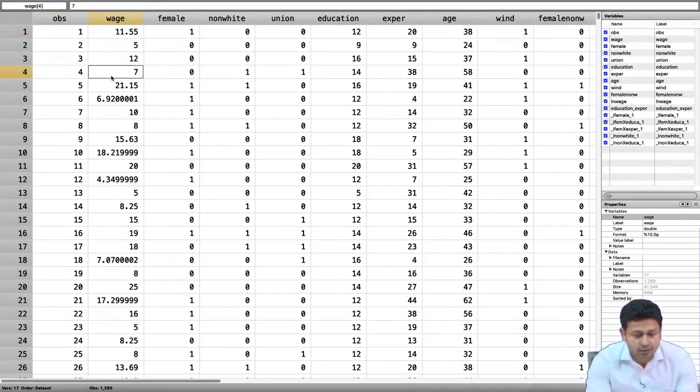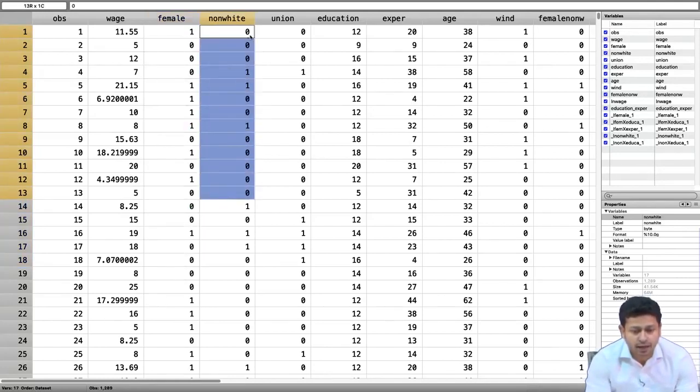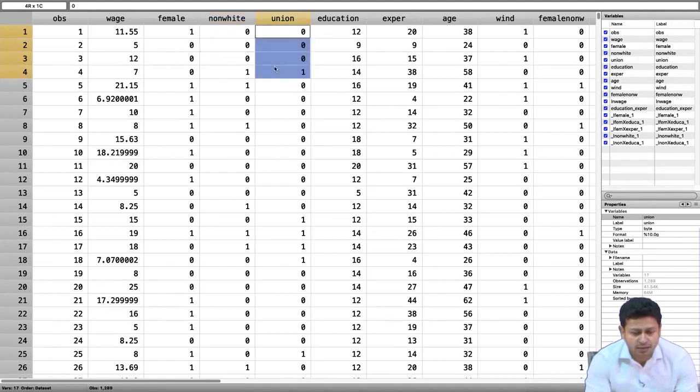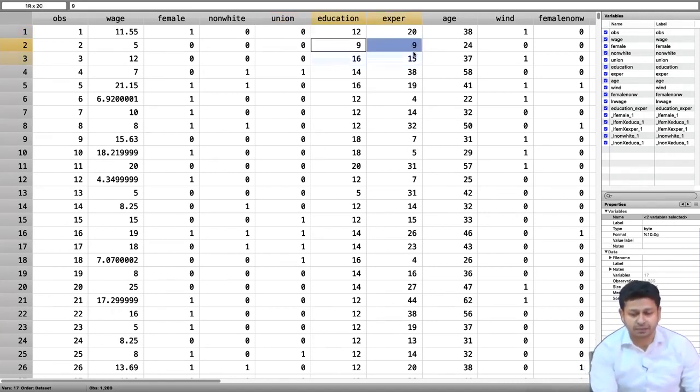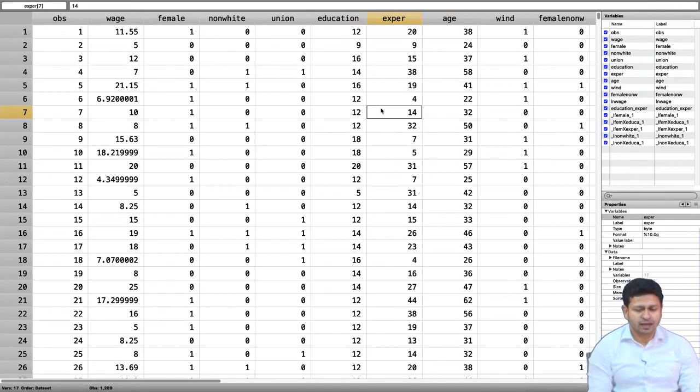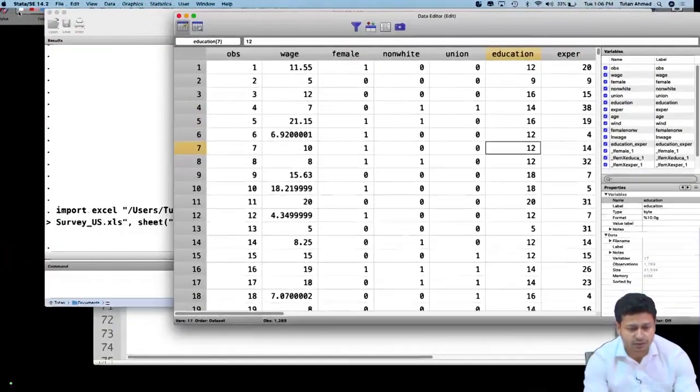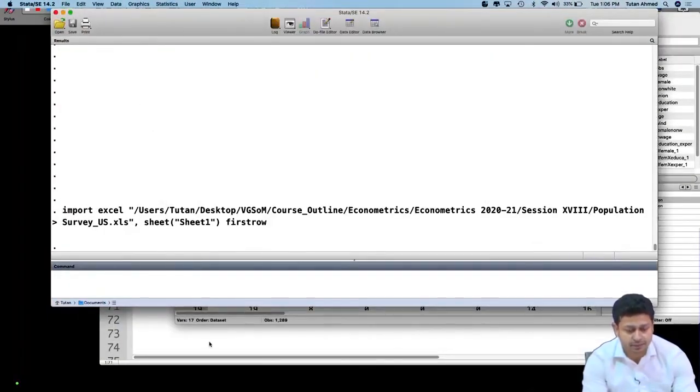I have this data set where I have wage, a dummy variable called female, and a dummy variable called non-white. The values of the dummy variables are already assigned as 0 and 1, so we don't have to do anything here. Someone who is non-white is going to be 1, someone who is white is going to be 0. And someone who is a union member is going to be 1, someone who is not a union member is going to be 0. Then we have quantitative variables: education, experience and age. There are some other variables we don't need to bother with. So let's first run a regression with all these different variables.